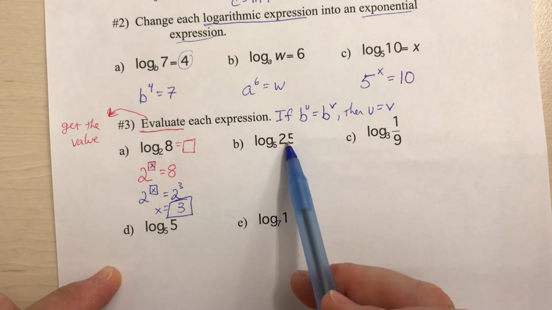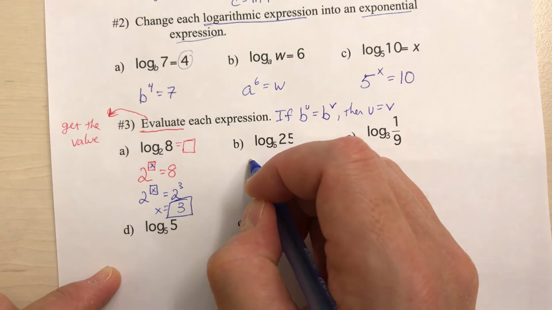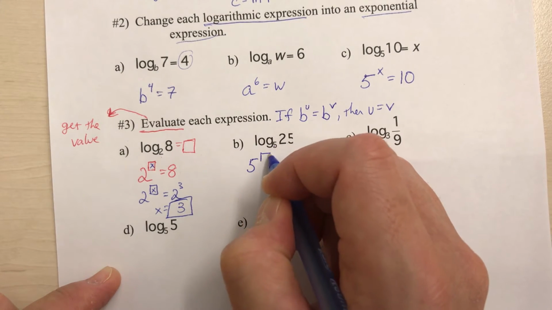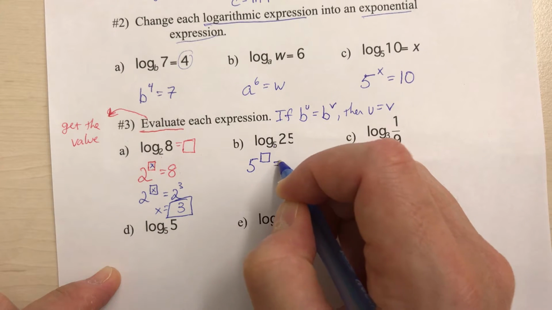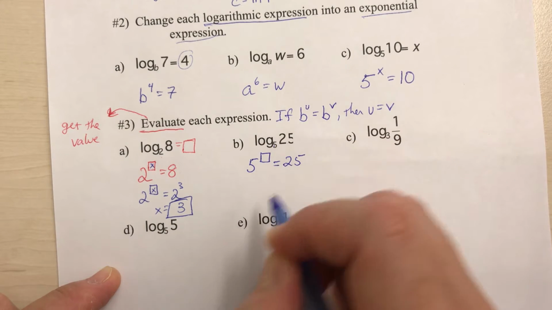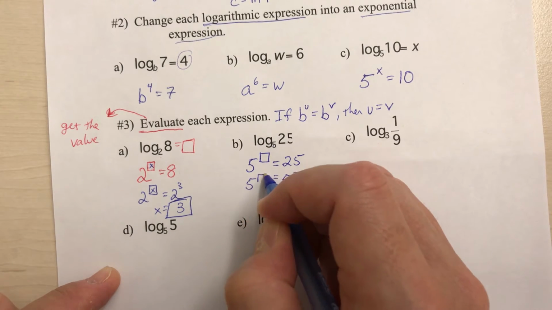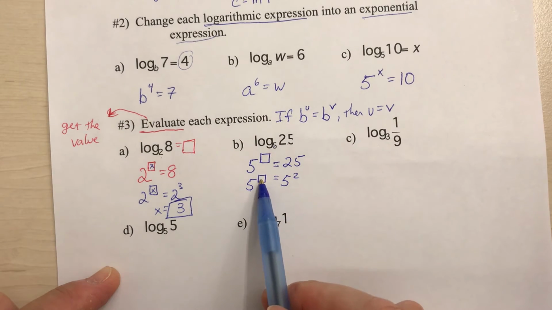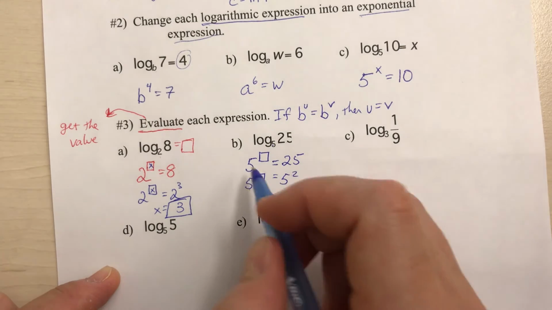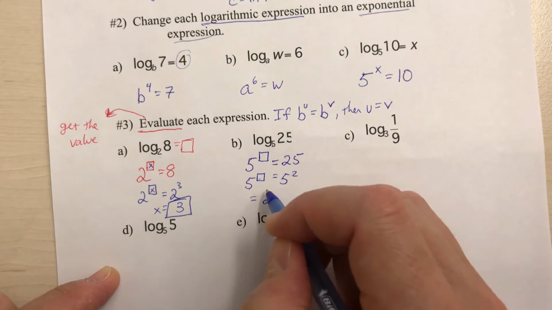The log base 5 of 25, we're thinking 5 raised to some exponent equals 25. Now 25 can be written as 5 squared. So 5 raised to something equals 5 to the 2nd. Well, that something has to be 2.